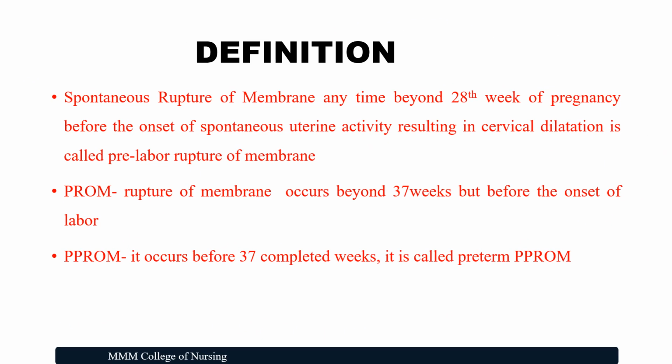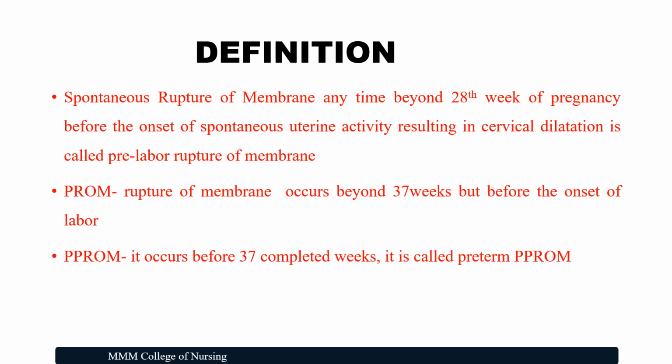What are the definitions of premature rupture of membrane? Spontaneous rupture of the membrane anytime beyond the 28th week of pregnancy, before the onset of spontaneous uterine activity resulting in cervical dilatation, is called pre-labor rupture of membrane. Next, rupture of membrane that occurs beyond 37 weeks but before the onset of labor is called premature rupture of membrane.